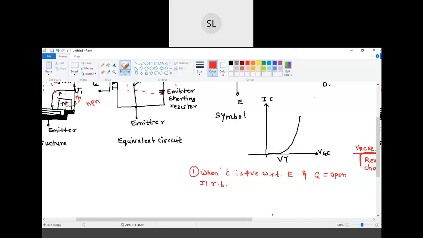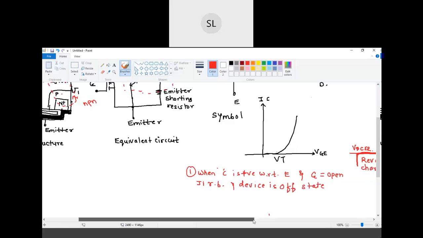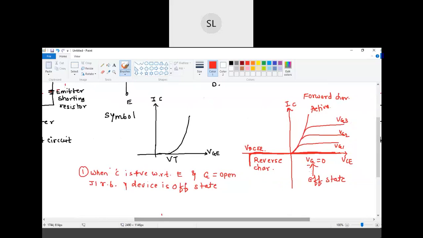Okay. And the device is in the off state. Okay. So for Vg equal to 0, the device will be in the off state. Now, in order to start the conduction, we need to apply a certain amount of positive gate voltage, right?